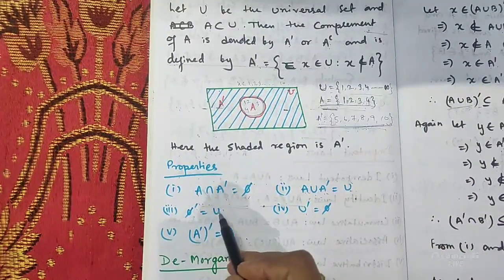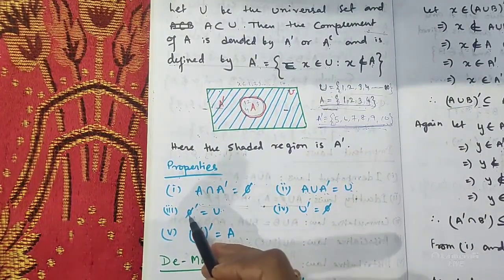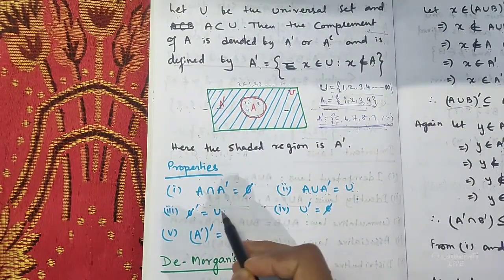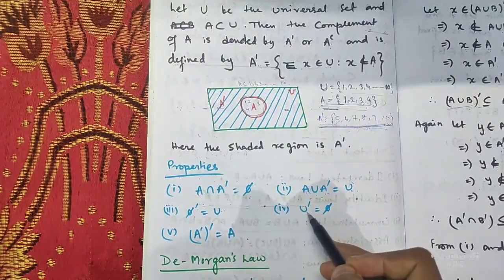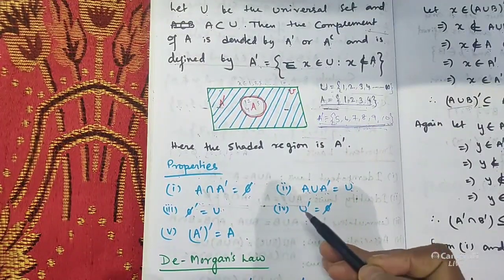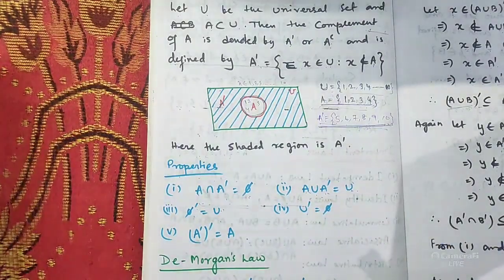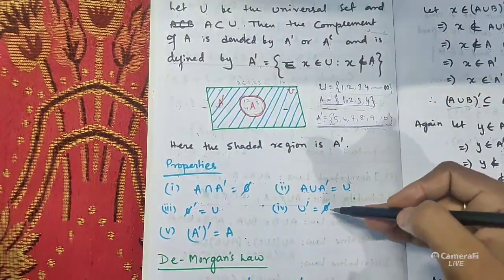Phi complement equals U. Phi means nothing. And if you take the complement, that means the opposite of nothing, you will get the universal total set. So phi complement equals universal set. Similarly, universal set complement equals phi. Universal set means collection of all numbers. If you take the complement, there will be nothing. So U complement equals phi.